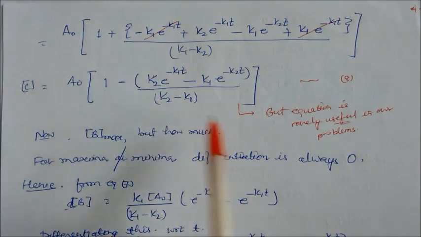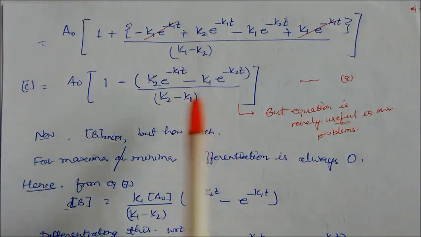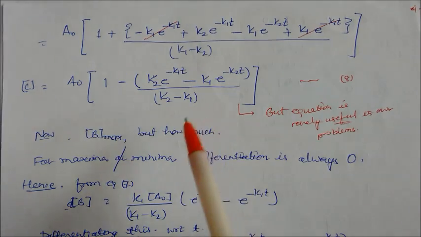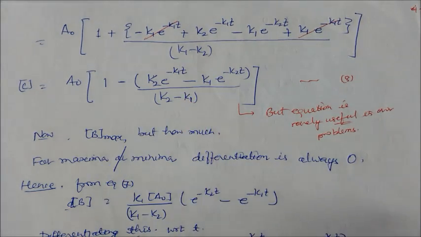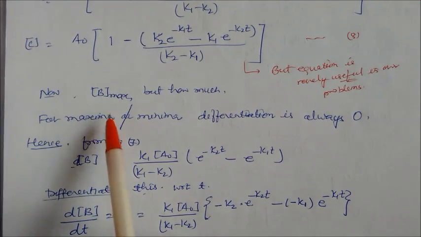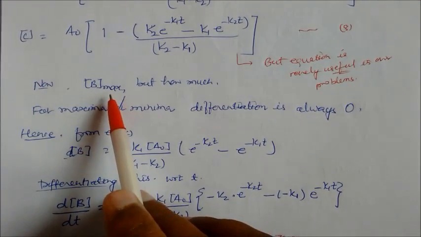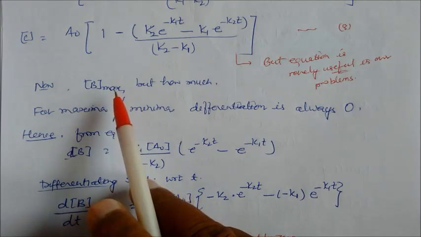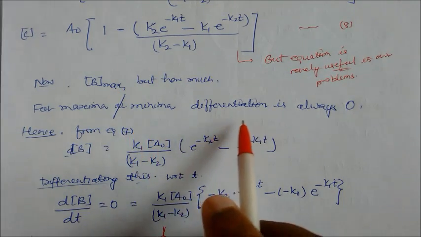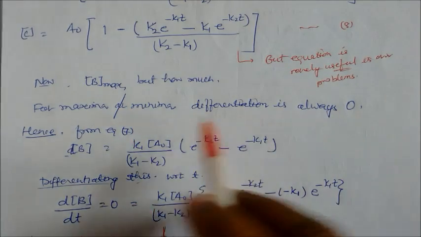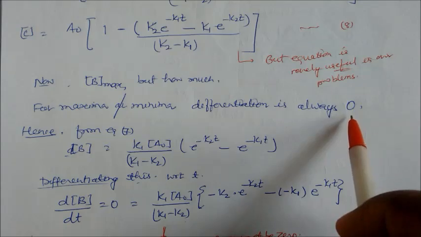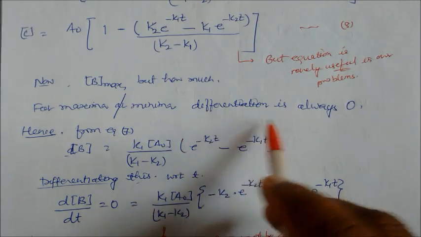So see carefully. But this equation that we got for the value of C is not useful in our problems. In our problems we will get the equation only for the concentration of A and the concentration of B. Now we have to find out at what time the concentration of B is maximum. What is the maximum value? So for maxima or minima, we know from mathematics that the differentiation of this is always equal to 0.